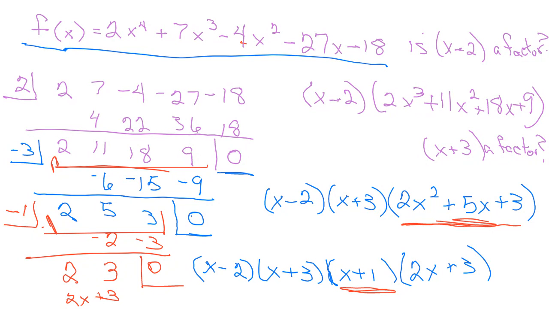In other words, we might have been able to find 2 and negative 3, and then using synthetic division, we can find the solution. Okay, I hope that explains the factor theorem and the rational root theorem.